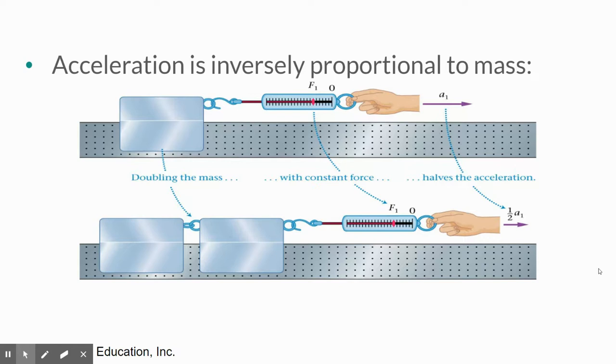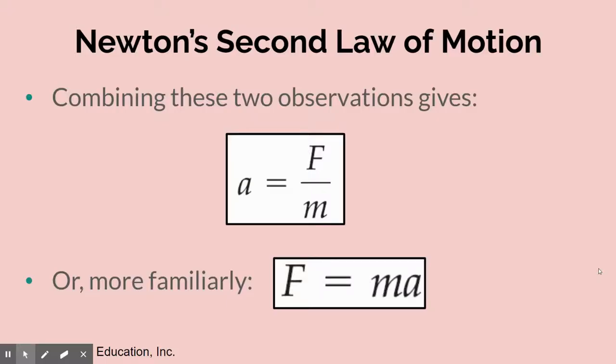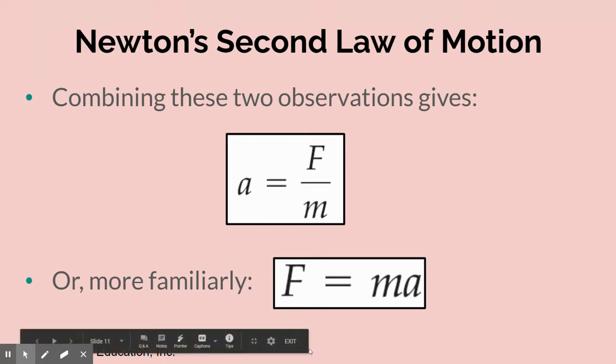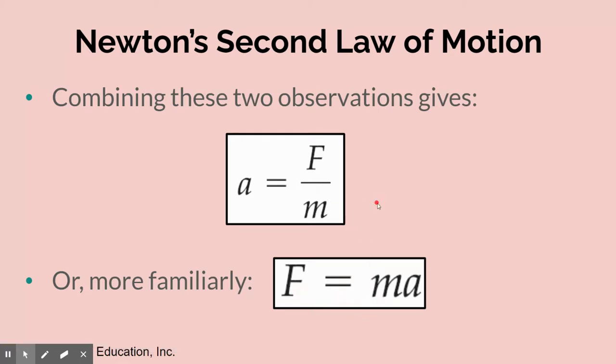On the other hand, acceleration is going to be inversely proportional to mass. If we double the mass but keep a constant force, we will actually cut that acceleration in half. So something that is a lot more massive can't accelerate as quickly, and that makes sense. Mathematically, Newton's second law looks like this, and you're definitely going to be more familiar with that bottom one, F equals ma, but we can rearrange it to have a equals F over m.